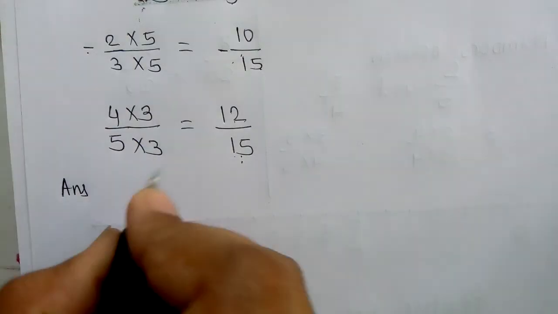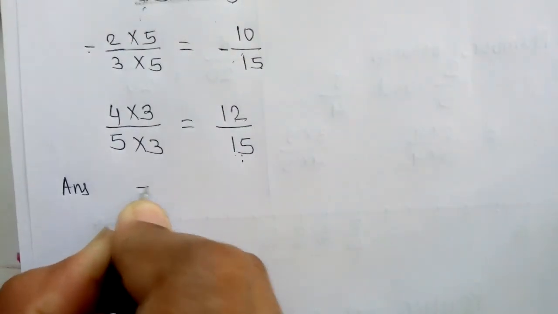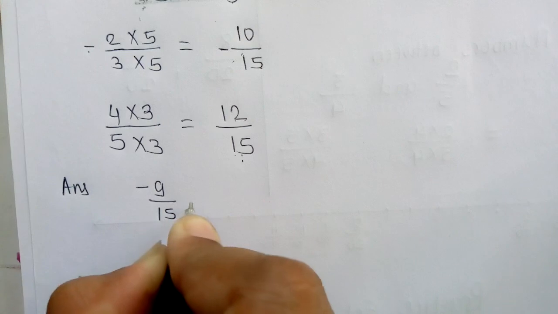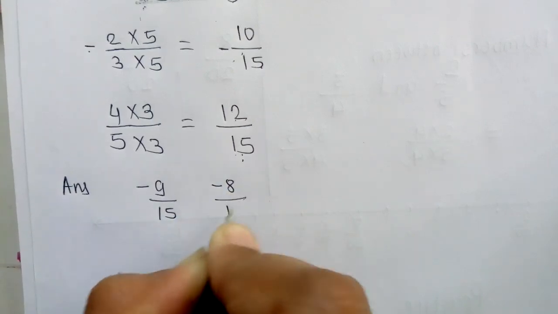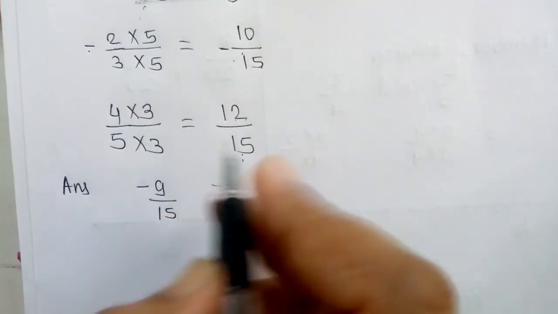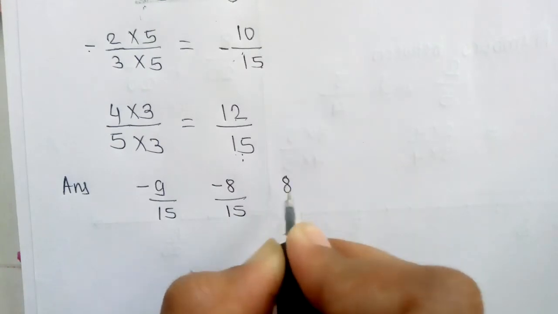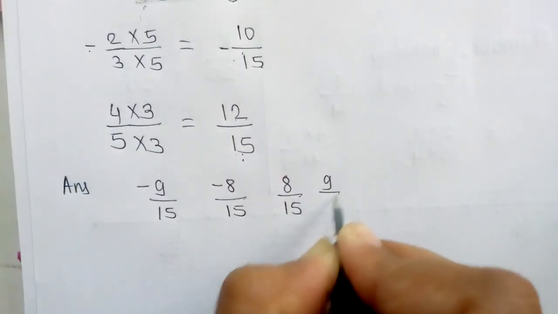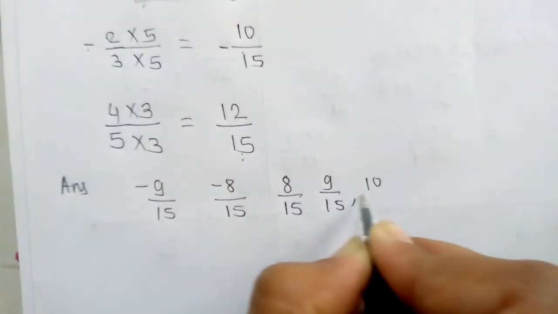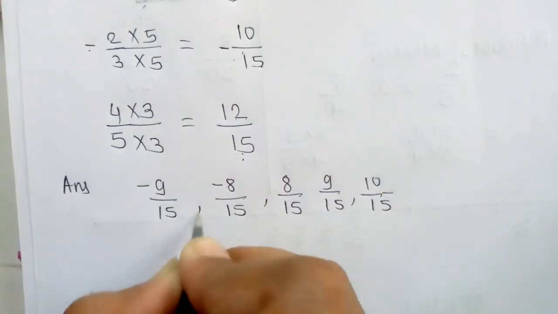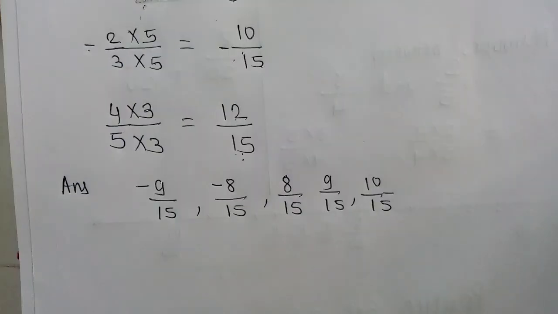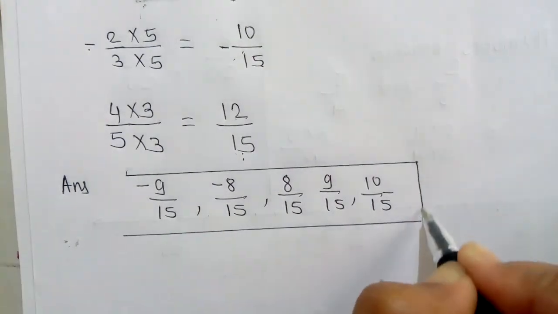So we can write any three. Suppose I write negative 9 upon 15, then negative 8 upon 15, and so on. Then 8 upon 15, 9 upon 15, 10 upon 15. All these rational numbers are between these two rational numbers. And this is our answer.